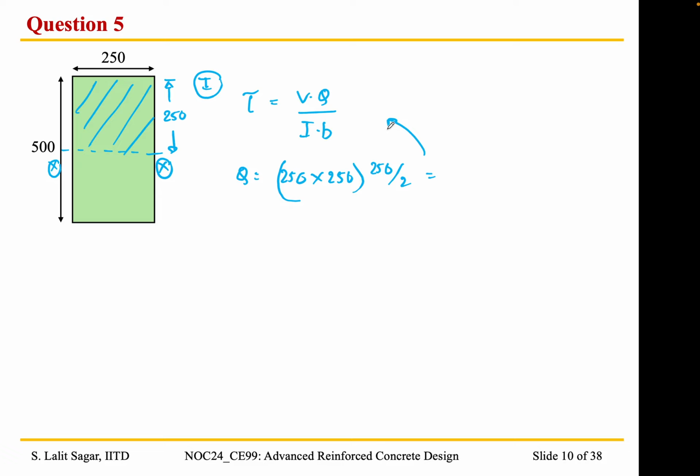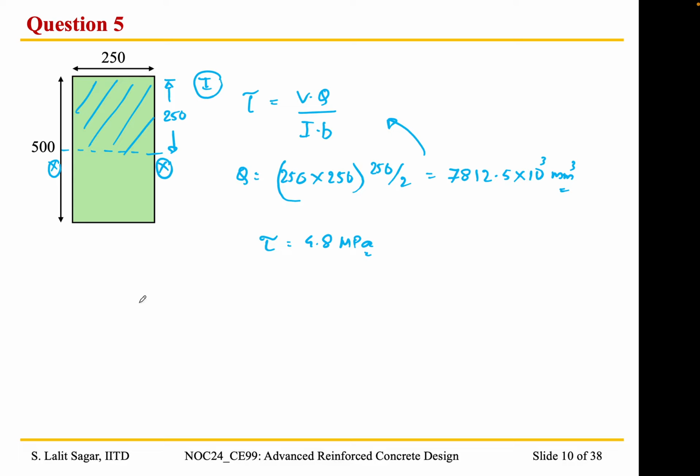So I think Q comes out to be 7812.5 into 10 to the power 3 millimeter cube. When we plug the value of Q into this equation, we get a value of tau equal to 4.8 MPa. I request all the participants who are watching this online recording to check and see if they are getting this answer.